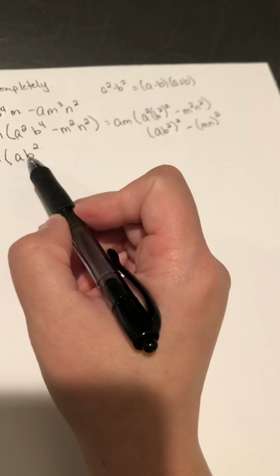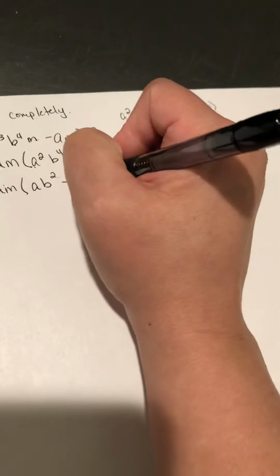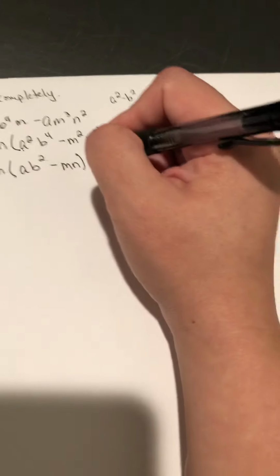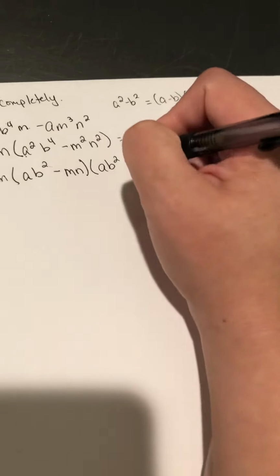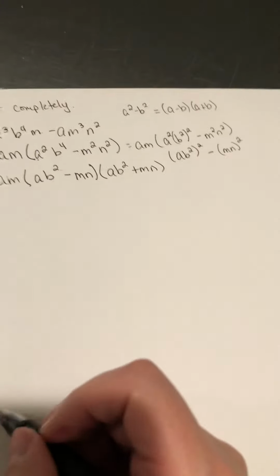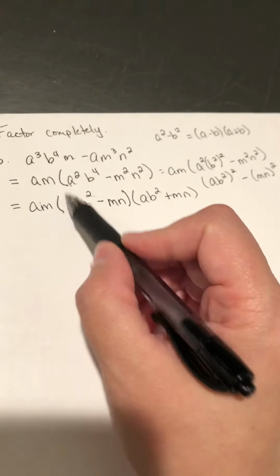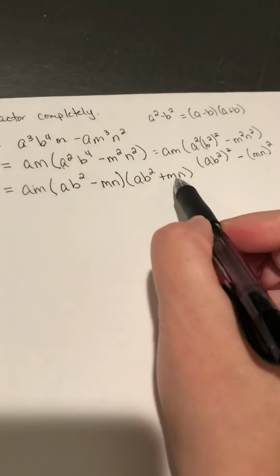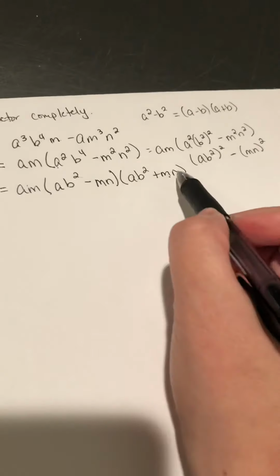So I would have ab squared minus, and I always write minus first instead of plus usually, just out of habit, but you can write plus first if you want to, minus mn times ab squared plus mn. And you can check it. ab squared times ab squared is a squared b to the 4th. ab squared times positive mn is ab squared mn.